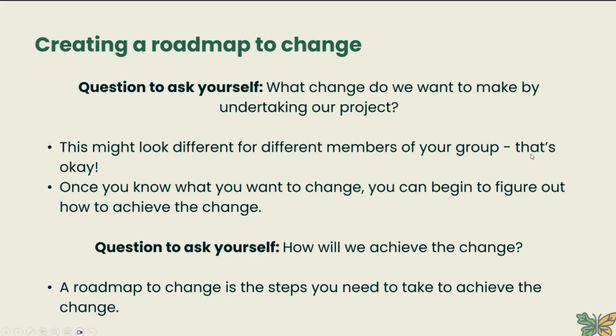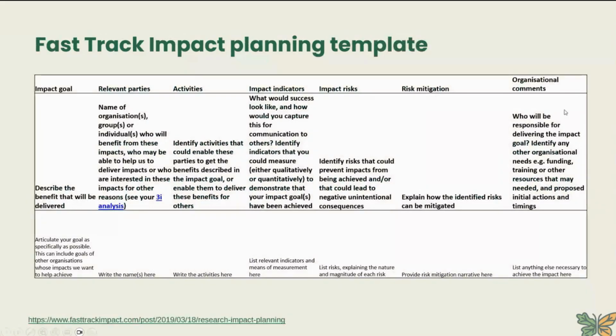I'm going to just quickly show a planning template, which is a really great way, once you know what you want to do and what potential impacts you might have, to start thinking about what you'd have to do, what would change, what would success look like, and then the risks and risk mitigation. I'm not going to stay on this slide because I don't want to completely overload you with information. But this is available by the link at the bottom there, which I will share afterwards, and is a great way to start mapping out your potential impacts.